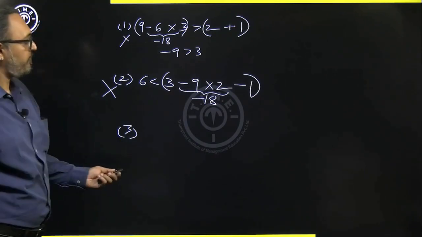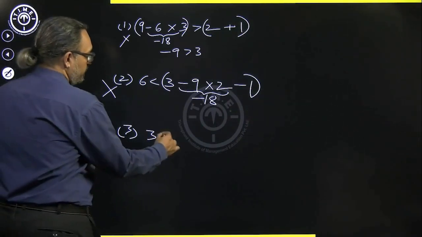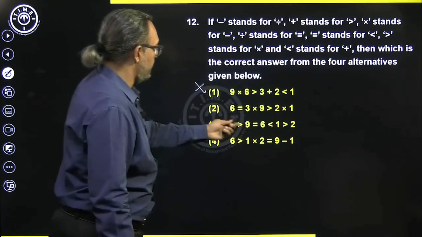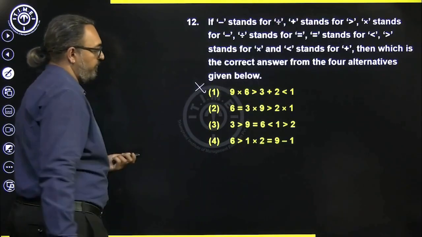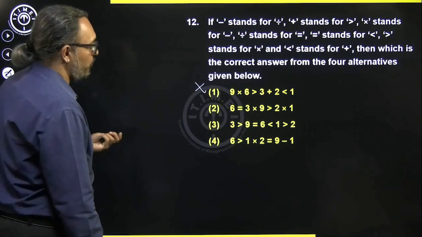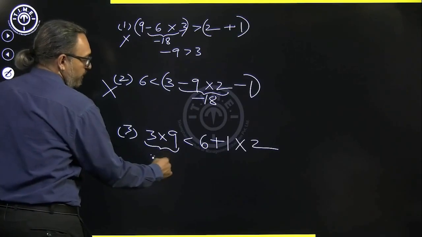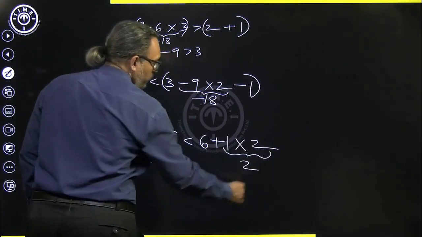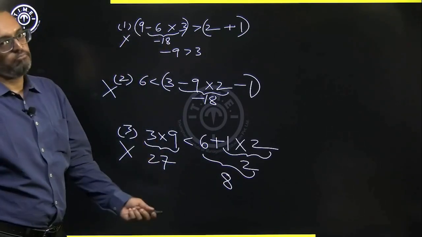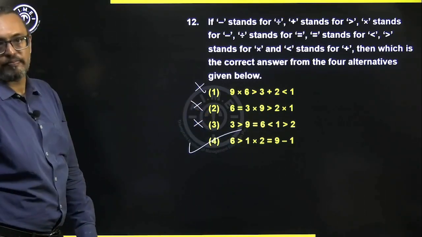Then third option. Now we have 3 greater than 9, greater than stands for into, so 3 into 9, sorry, and equal to stands for less than, so less than 6, and less than stands for plus 1, and greater than stands for into 2, so plus 1 into 2. So this basically is 27, and here 1 into 2 is 2, so 6 plus 2 is 8. So obviously third option also doesn't work. If none of the 3 options work, then the only option that satisfies is the fourth option, correct?